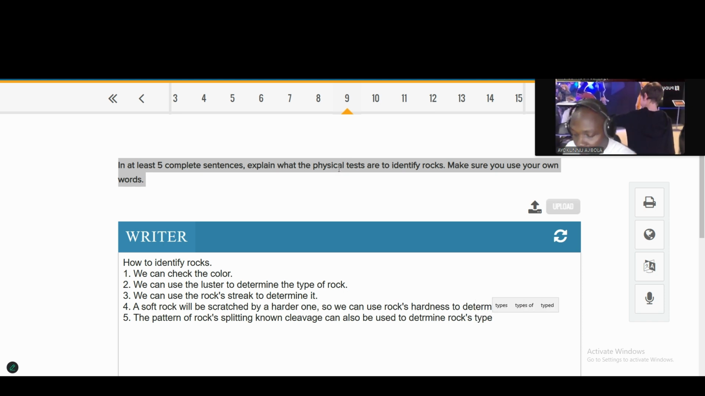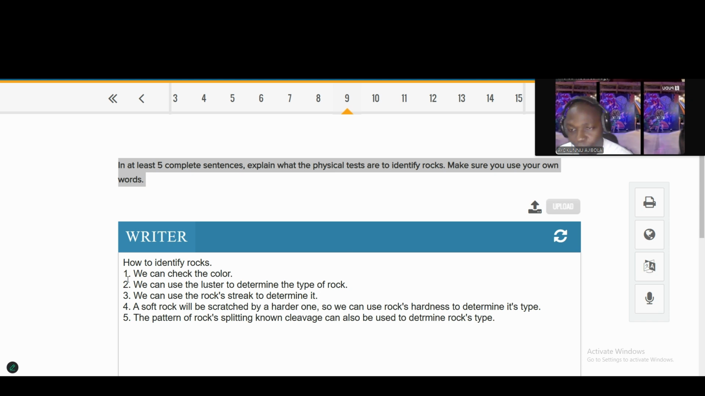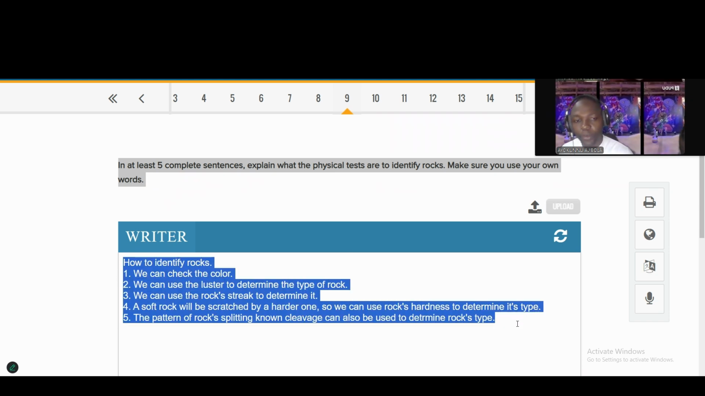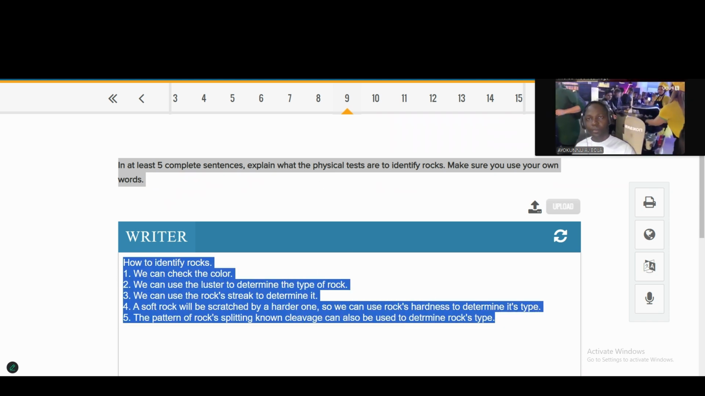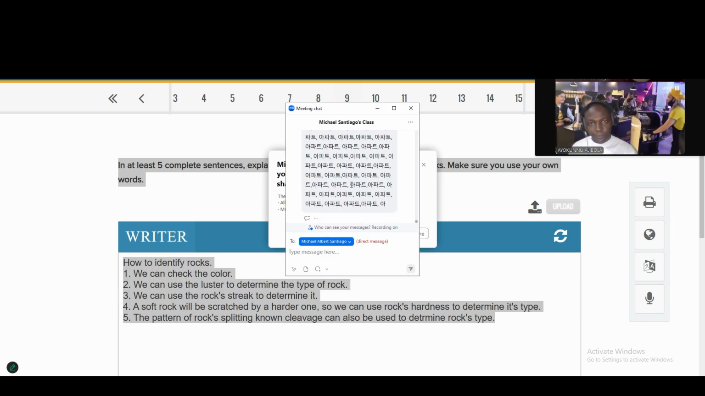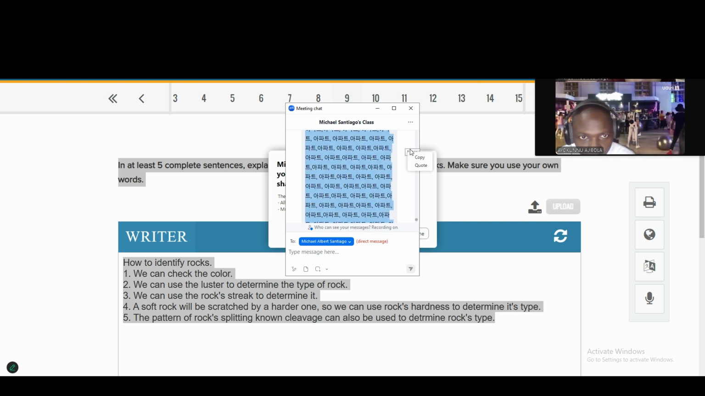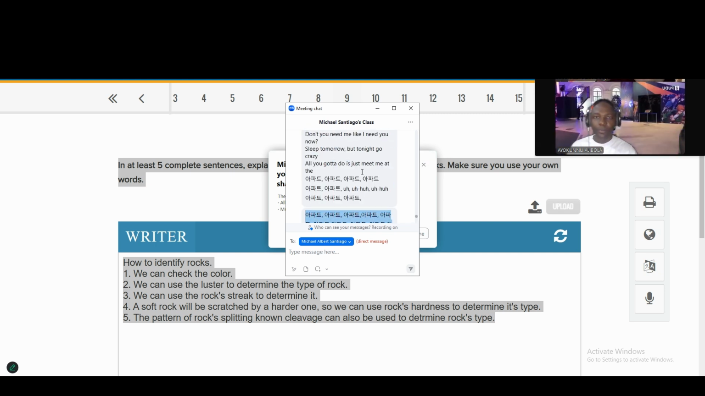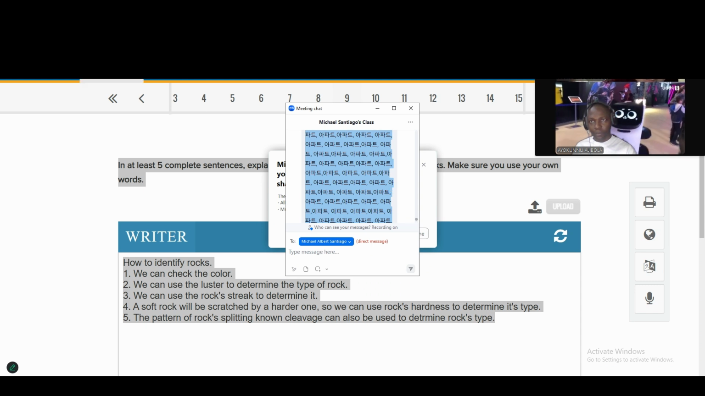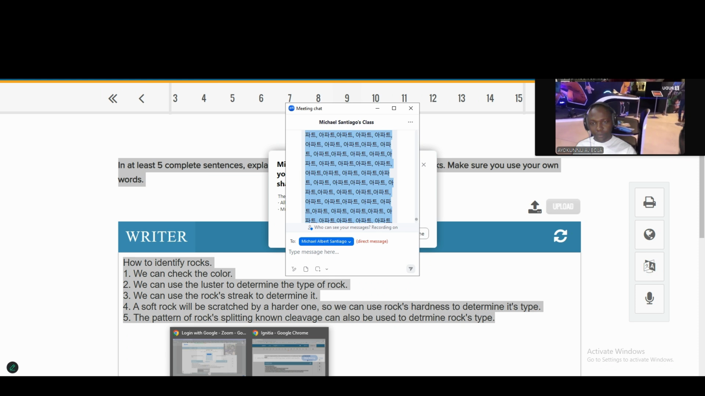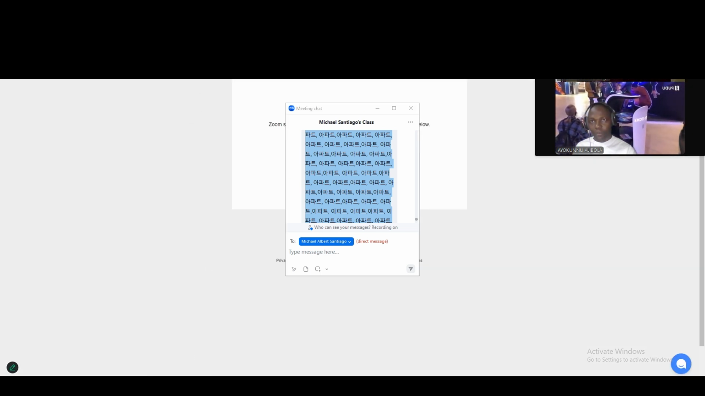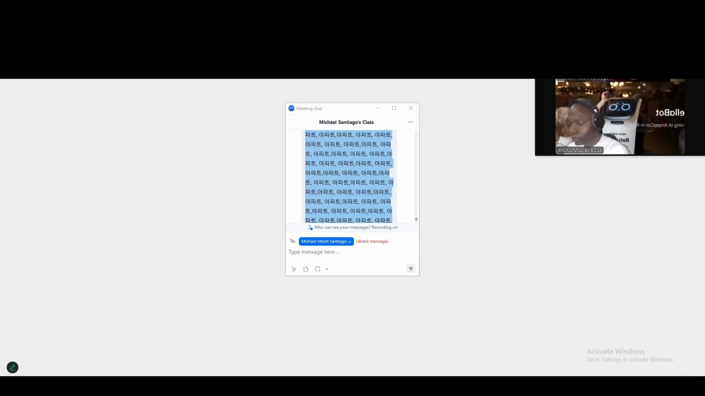Now read this for me. Read all of this. How to identify rocks? One, we can use color. Two, we can use the luster to determine the rock. Three, we can use the rock's streak to determine it. A soft rock will be scratched by a hard one, so we can use rock's hardness to determine its type. The pattern of the rock splitting, known as cleavage, can also be used to determine the rock's type.